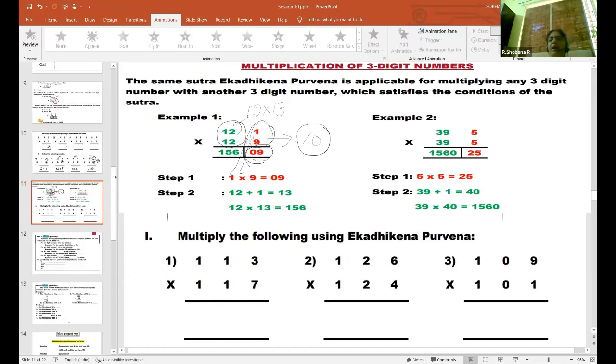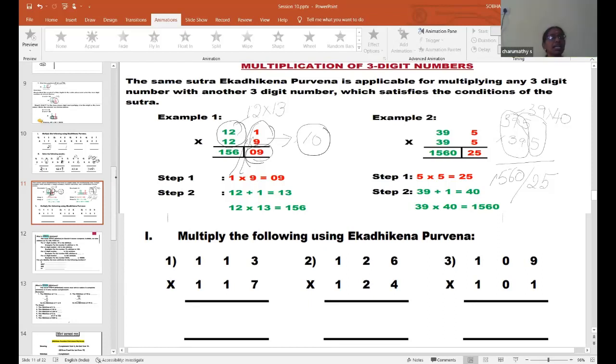So when you have a number like 395 into 395, the condition is satisfied. 5 plus 5 is 10. So the first part of the answer will be the product of these two digits, which is 25. And Ekadhikena Purvena will be 39 into 1 more, which is 40. So 39 into 40 is 1560. It would hardly take less than a minute to solve these sums.